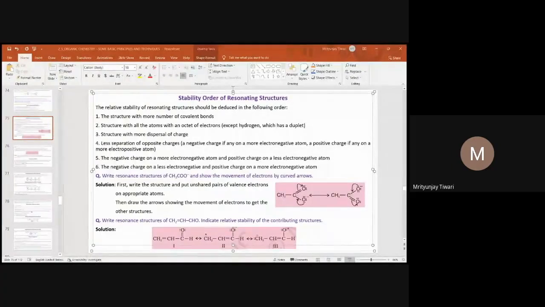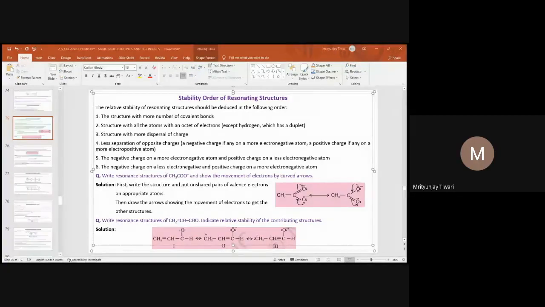Let us now look into the negative resonance effect. The negative resonance effect is shown as the minus R effect. It can also be written as the minus M effect, a negative mesomeric effect. This effect is observed when the transfer of electrons is towards the atom or substituent group attached to the conjugated system. From the pi electron system, the electron-rich system, the electron moves towards the substituent group, and that is called the minus R effect. This is a kind of electron withdrawing effect.